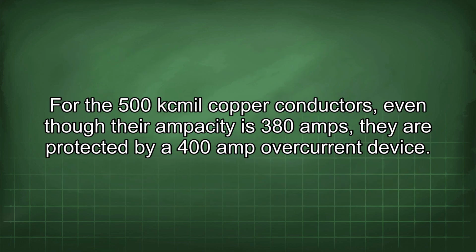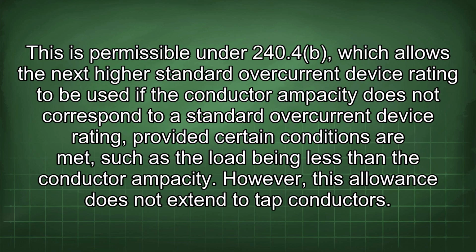310.15. For the 500 kcmil copper conductors, even though their opacity is 380 amps, they are protected by a 400 amp overcurrent device. This is permissible under 240.4, which allows the next higher standard overcurrent device rating to be used if the conductor opacity does not correspond to a standard overcurrent device rating, provided certain conditions are met, such as the load being less than the conductor opacity. However, this allowance does not extend to tap conductors.